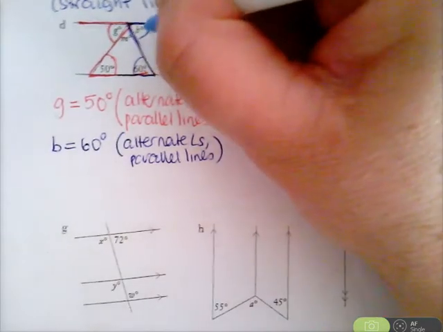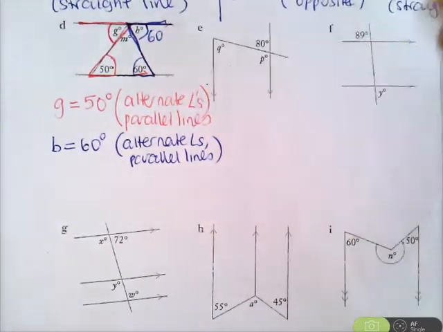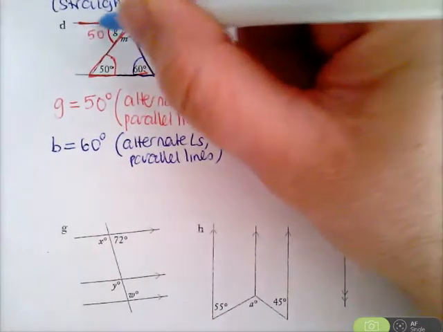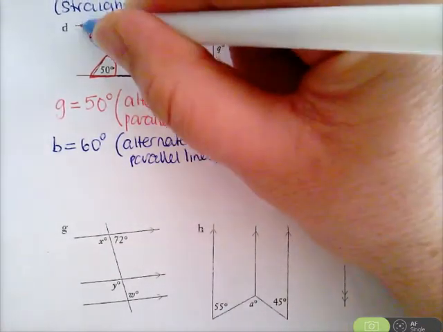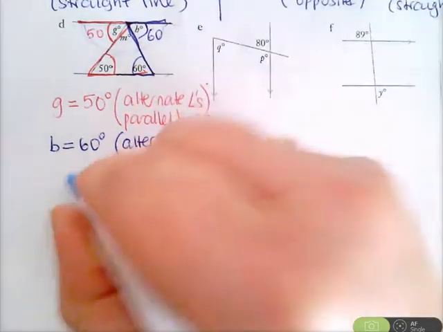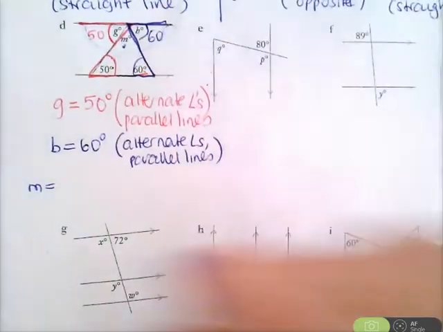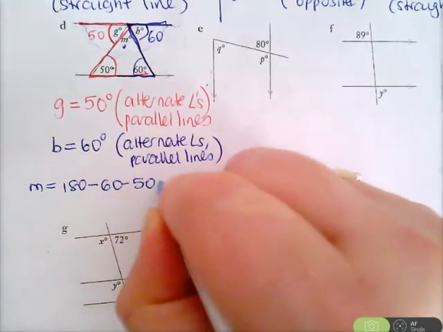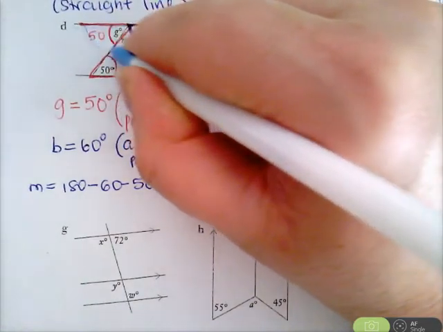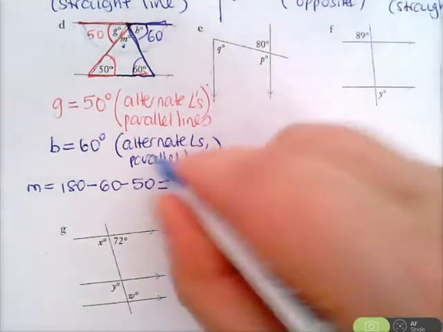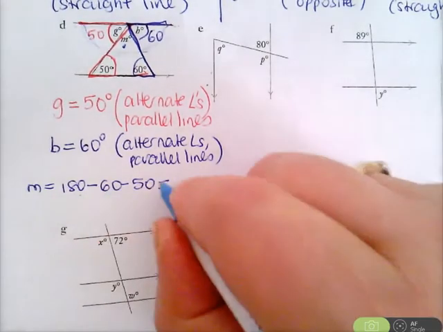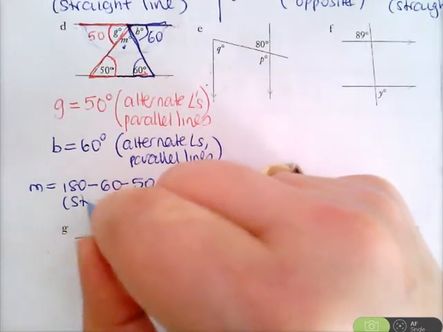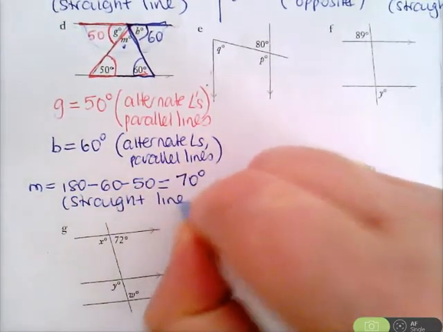Now, I've worked out that B is 60, and we've worked out that G is 50, but we can see that all these three angles make up a 180-degree straight line. So I'm trying to work out this one, M. It will be 180 because it's a straight line minus the 60 minus 50. So this 50 and the M and the 60 make a straight line. So M will be 180 minus 60 and minus 50, which is 70 degrees. Reason for that is that we've got a straight line.